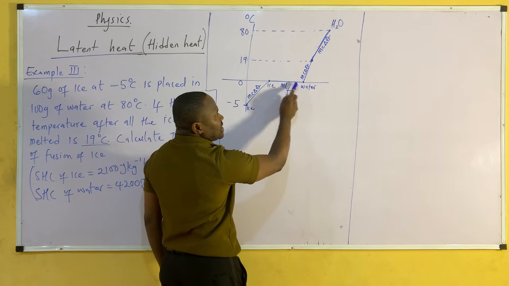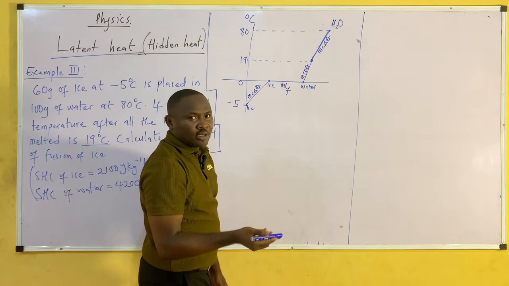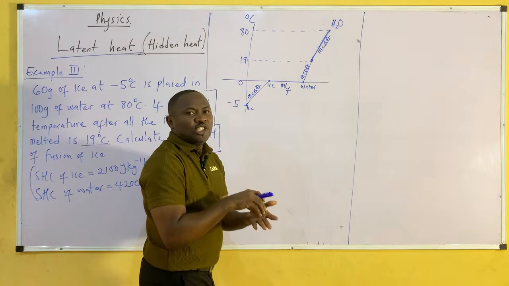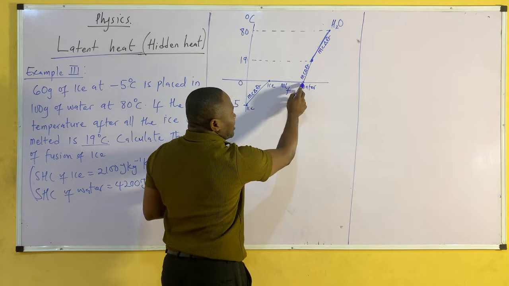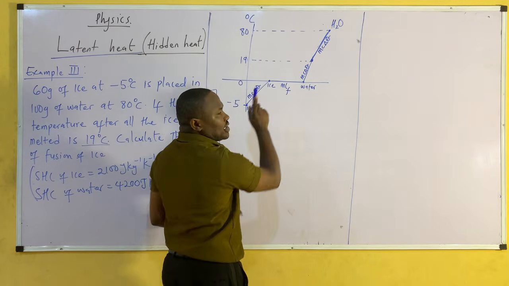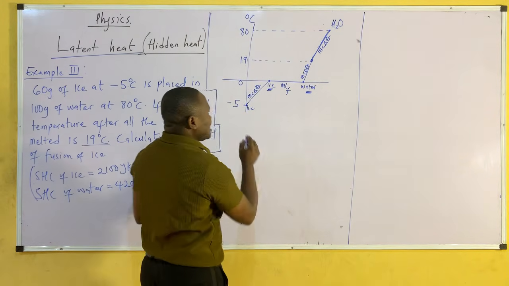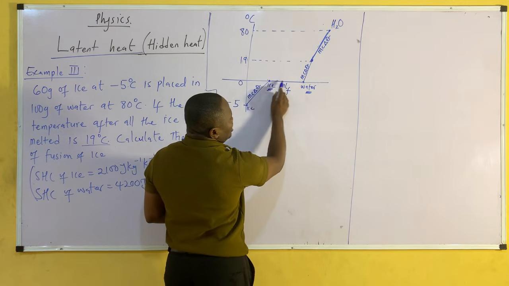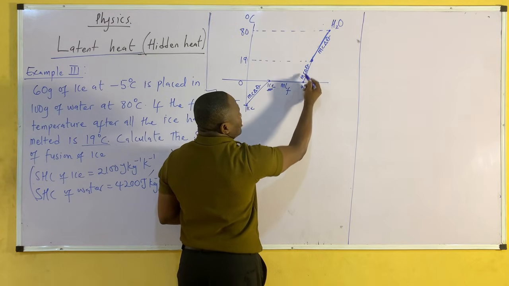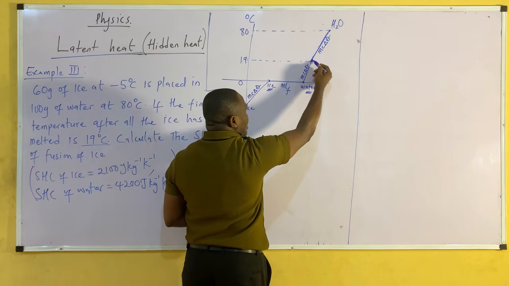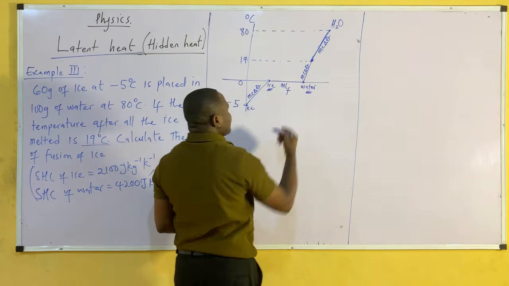Remember, there is no change in theta when there is a change in the state of the substance. Why? Because the heat change is not observable. That's why we call it hidden heat. So from here to here is 0 to 0, but the state is changing. Ice to water, liquid. So it's MC change in theta plus MLF plus this place now to this place. This is liquid, this is liquid. But 0 to 19, there is a change in temperature. It's now MC change in theta.